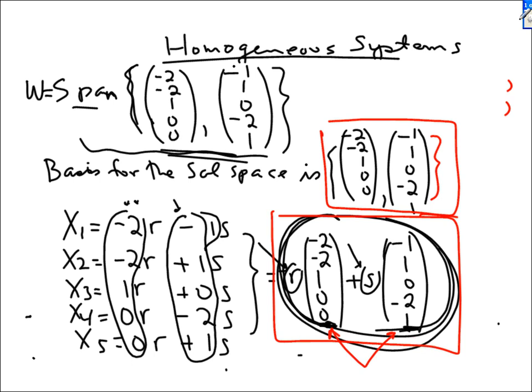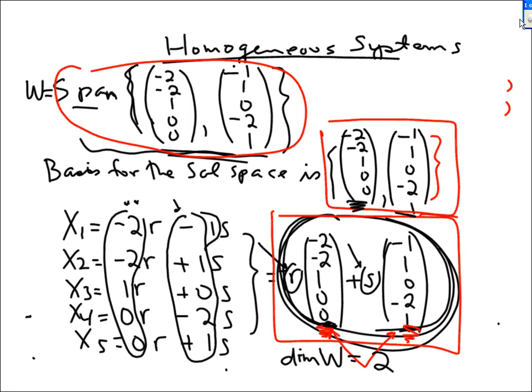And the span of those two vectors is the solution space. Vectors in that span, and only vectors in that span, are solutions to AX equals 0. And one last thing I will say is the dimension of the solution space is 2, because the basis only has two vectors. So let me call this W. The basis for the solution space W has those two vectors. If the basis has two vectors, then the dimension of that set, W, is 2.